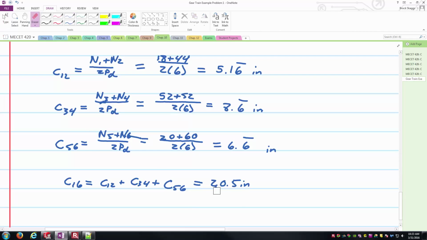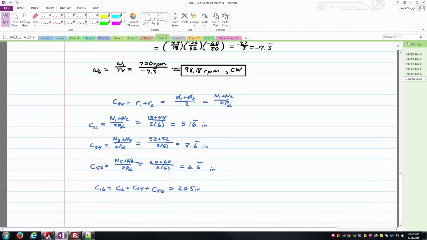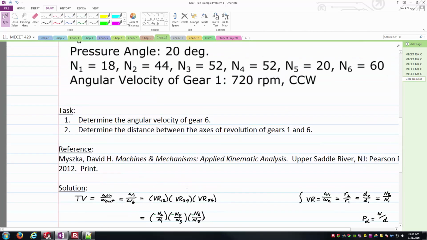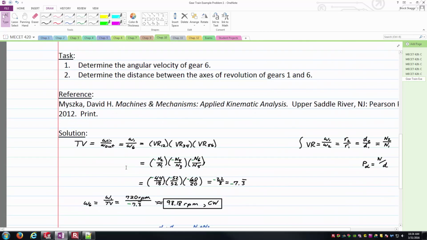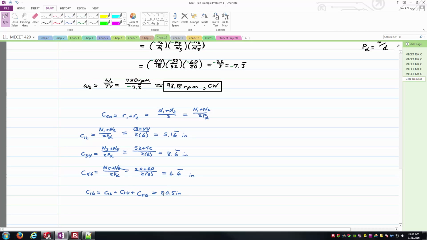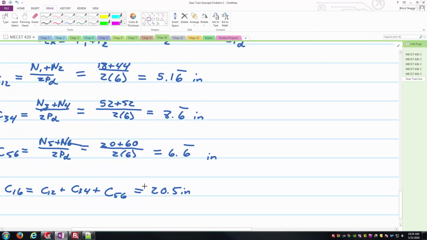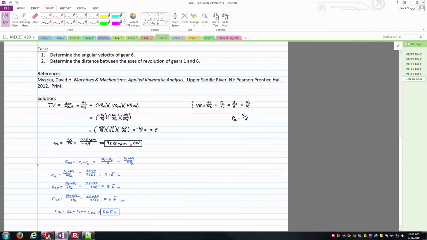And so what does this mean? Well, the distance you'd space the shafts between 1 and 6 would be 20.5 inches. Between 1 and 2, we've already calculated as 5.16 repeating. Between 3 and 4, 8.6, and between 5 and 6, 6.6 there. Summing them all together to get 20.5 all the way from the left to right of the centers of the axes of those shafts there. And so boxing that one off as well.